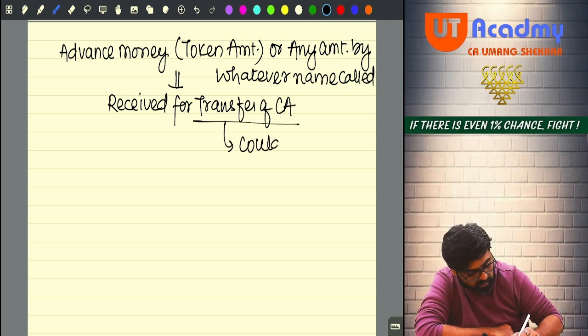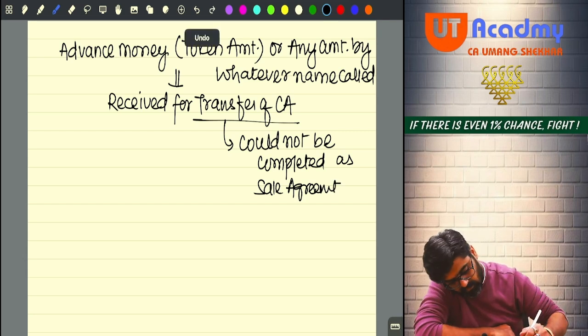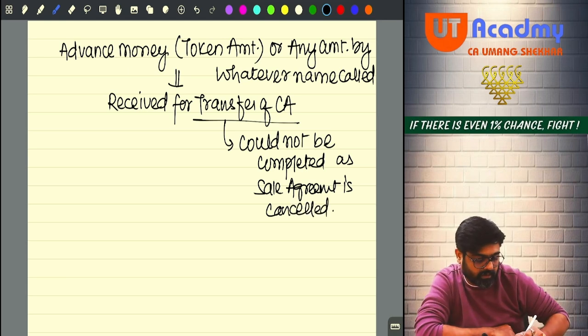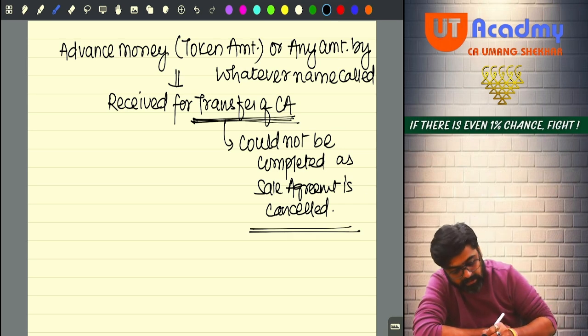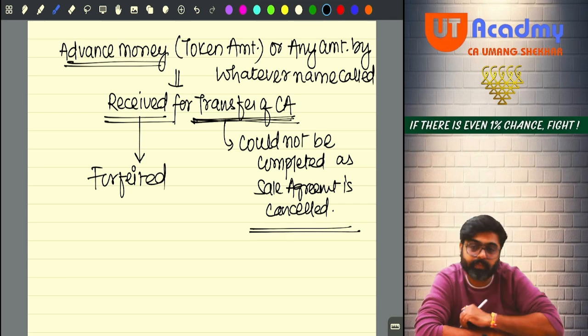But now, the advance money which you received for transfer of a capital asset, no. Transfer could not be completed as sale agreement is cancelled. If the sale agreement is cancelled and hence as a result of that transfer of the capital asset could not be completed, then the advance money which was received will now be forfeited. Possible?